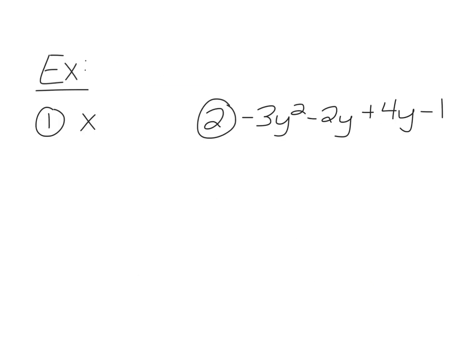Next, let's name these. First we're going to say trinomial, binomial, monomial. You're going to pick one of those three. So on number 1, which one is it? How many terms does number 1 have? 1. So is that a monomial, binomial, or trinomial? Monomial, because that means 1.